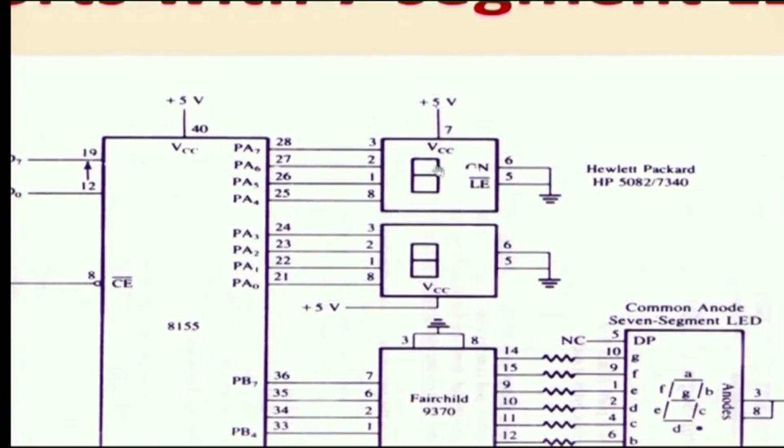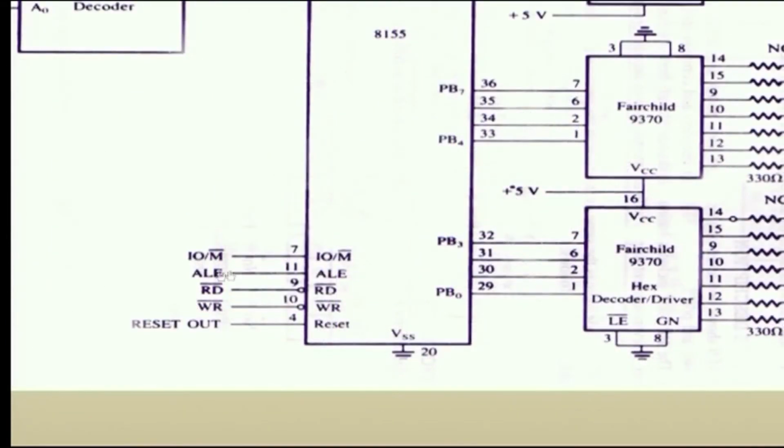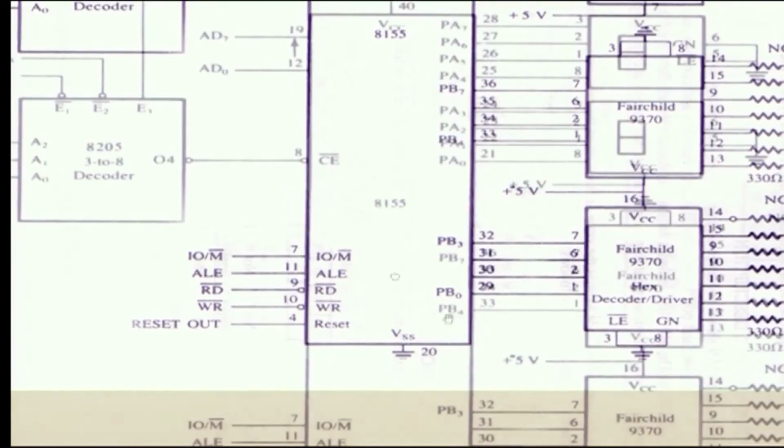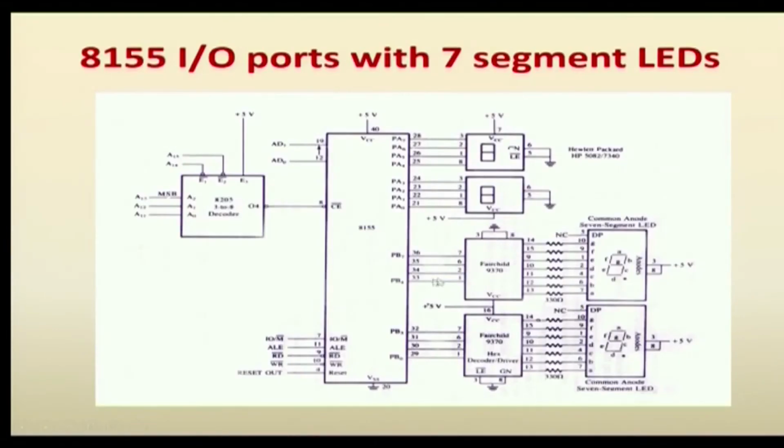In port A, we are connecting two 7 segment LED display devices. In port B also we are connecting two 7 segment LED devices. Both are from different companies, that is why they are connected with different configurations. Then the remaining control signals we have already discussed: IO/M bar, ALE, read bar, write bar. These signals are directly connected to the 8085 signals. Then the reset signal is connected to reset out, which is used to internally clear the register values. This diagram is the interfacing of the 7 segment display with the 8085.